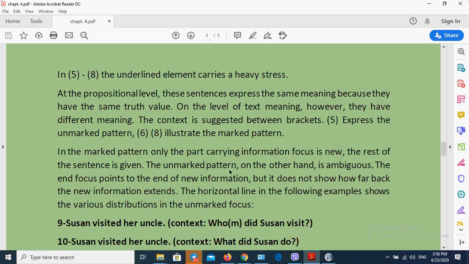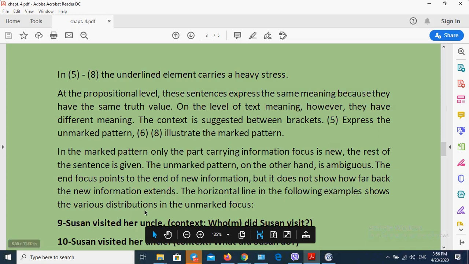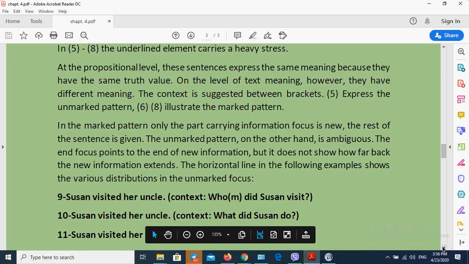The unmarked pattern, on the other hand, is ambiguous. The end focus points to the end of the new information, but it doesn't show how far back the new information extends. The horizontal lines in the following examples show the various distributions in the unmarked focus.